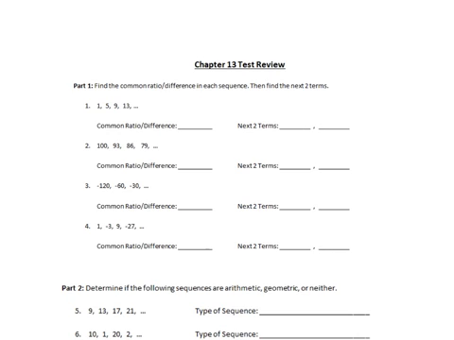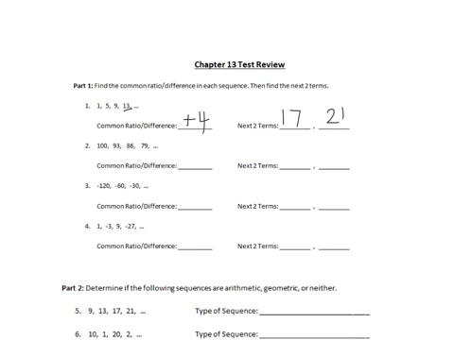Okay, this first one, find the common ratio or difference in each sequence. So if you look at this one, it is going up 4. It's adding 4, so I'm going to write plus 4. So if I do 13 plus 4, I get 17. 17 plus 4 is 21.